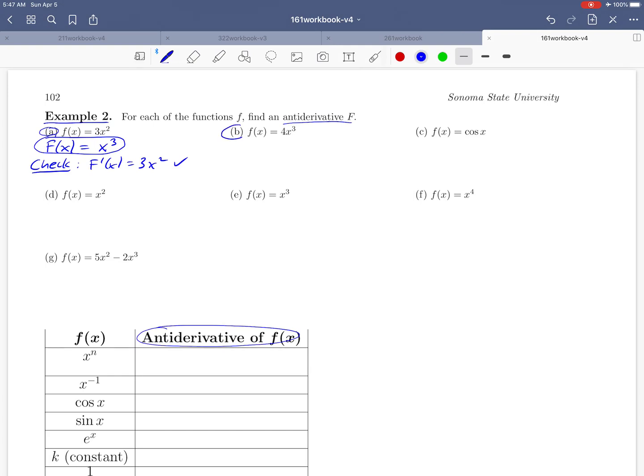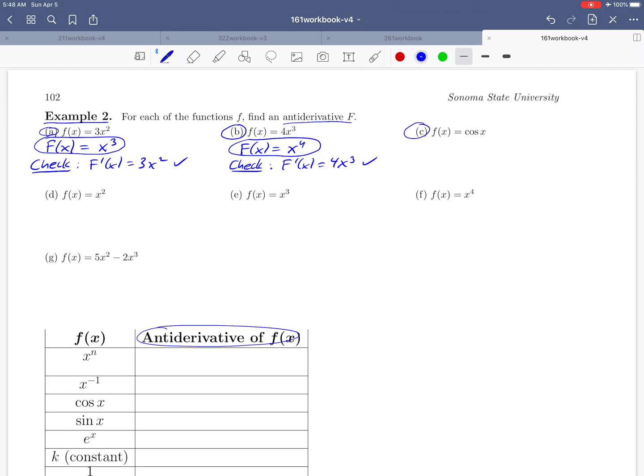Okay, what about B? What if we wanted a function whose derivative is equal to 4x cubed? If you think about that, you might notice that x to the fourth works, because if you take the derivative of x to the fourth, by the power rule, you get 4x cubed, and that confirms that x to the fourth is indeed an antiderivative of 4x cubed.